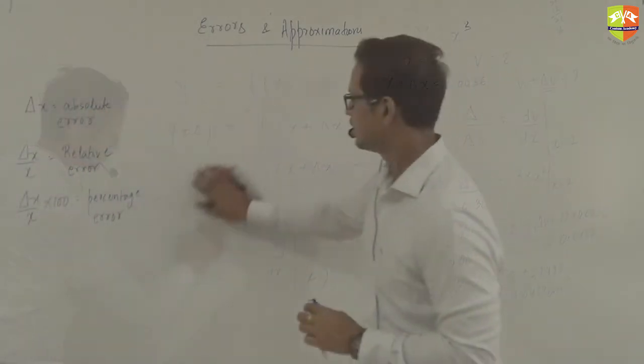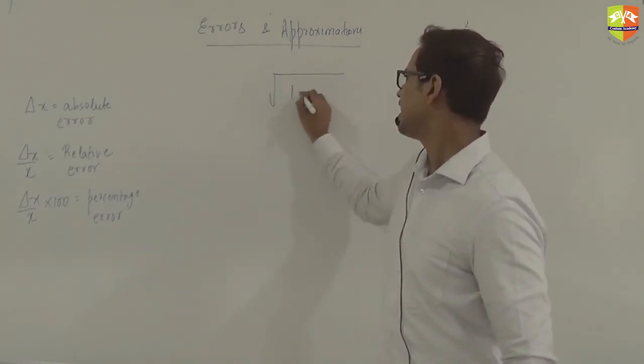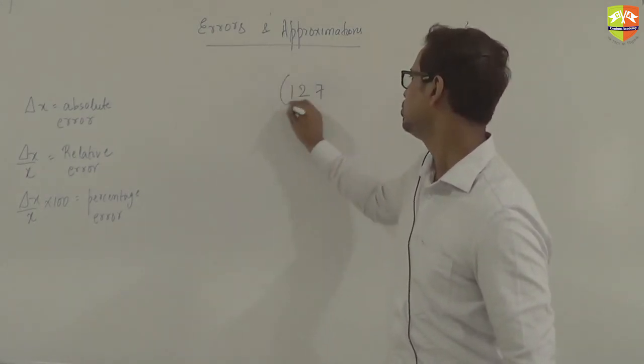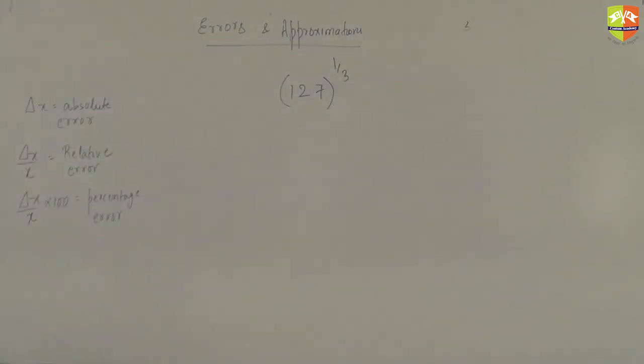Let's take a question. Find the approximate value of cube root of 127. So this was the original x, this is delta x. So if it was 125, what would have been y? And now it is 127, what is my error in the y and add it to y? How much? 5.026. 5.02667. Okay, let's check.